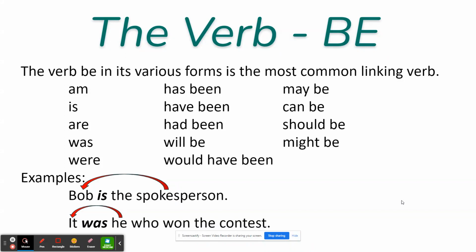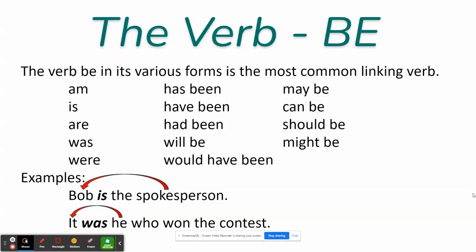For example, Bob is the spokesperson. In this case, we have Bob being the subject, is linking, and then it's linking to spokesperson, which is a noun being the subject complement. Remember, when we are checking to see if it's a subject complement, we should be able to switch the order of the sentence and it still makes sense. So if I said the spokesperson is Bob, that shows me that spokesperson is a subject complement because it is renaming Bob. In our second example, it was he who won the contest. He is a pronoun being the subject complement in this case.